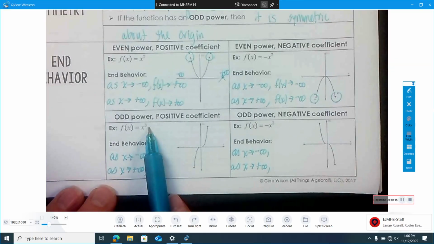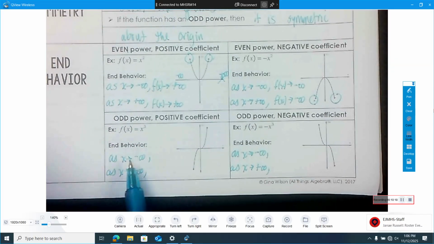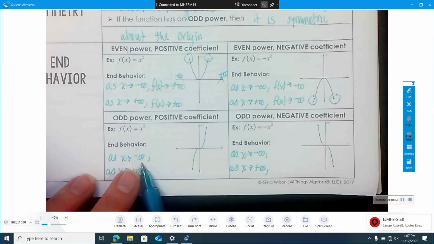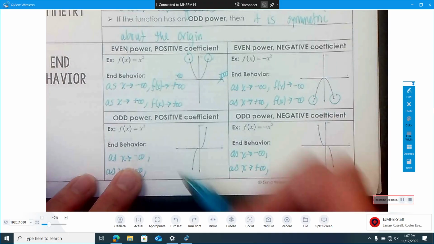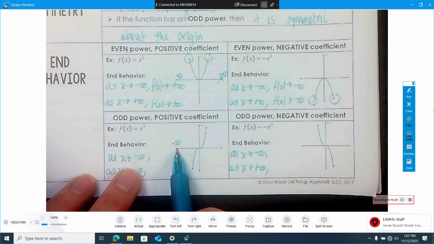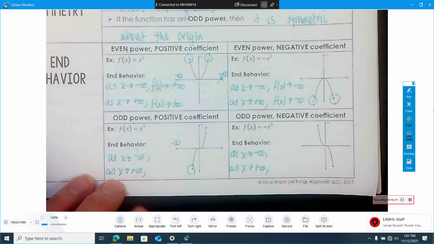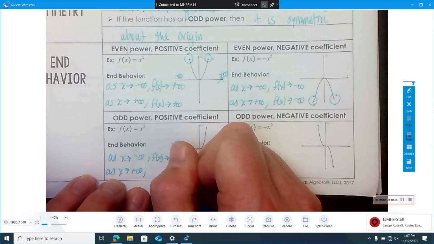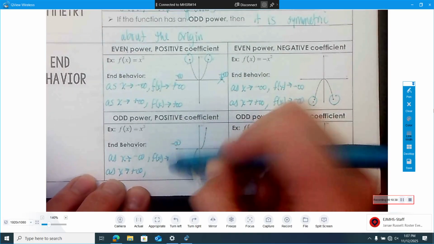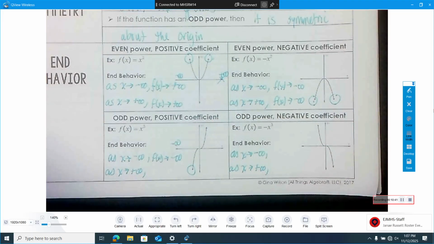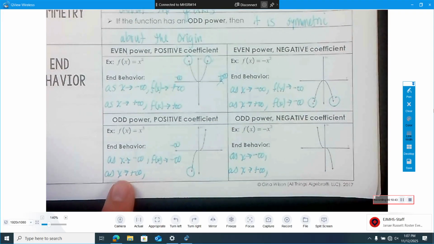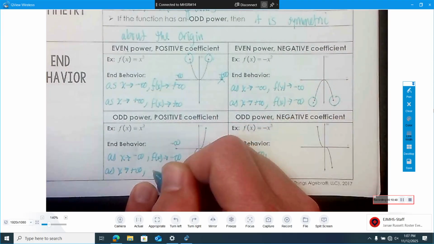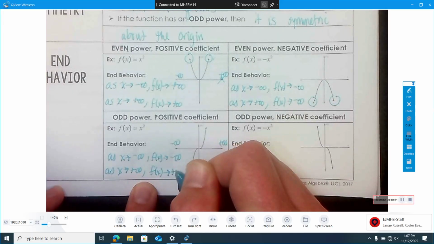Now, odd functions, here we have our cubic, and as x approaches negative infinity, so that's the left side of our graph here. On the left side of our graph, what's our function doing? Negative infinity. So f of x is going downward to negative infinity. So it's really like, what's the left arrow doing? What's the right arrow doing? As x approaches positive infinity, that's the right side. So what's our right arrow doing? Positive infinity, yep.